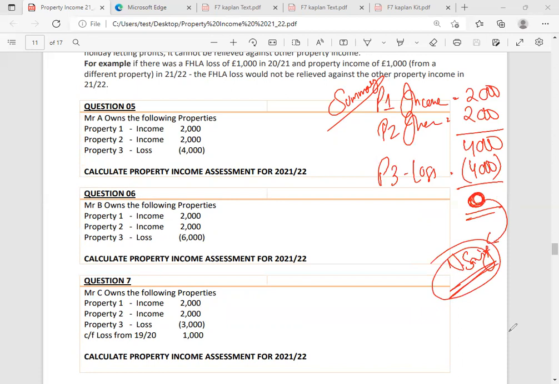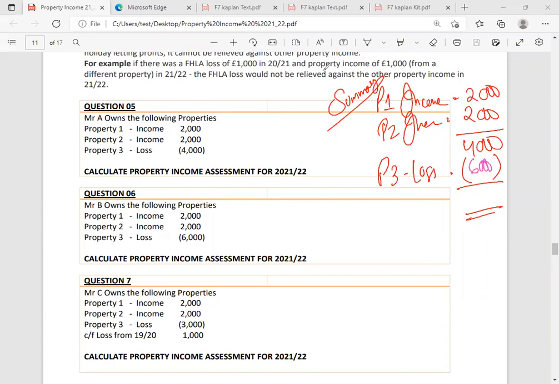Any confusion? Now the next question, question number 6. I made a small change. Can you check this out, please? The loss is more than the income. Yes, the loss is more than the income. So what should I do? This will be like that.